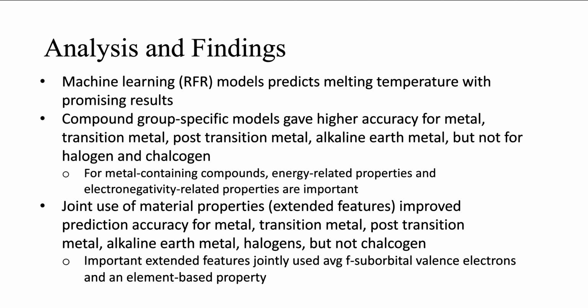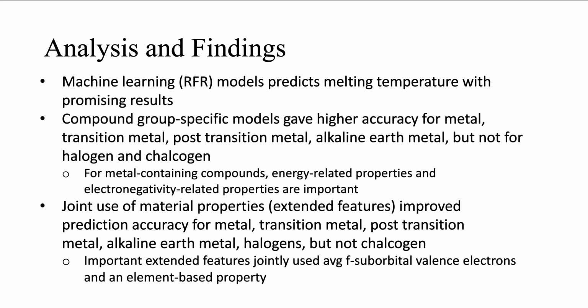So overall, the machine learning models, specifically RFR models, predict melting temperature with promising results. And the compound group specific models gave a higher accuracy for metal, transition metal, post-transition metal, and alkaline earth metal, but not for halogen and chalcogen groups.